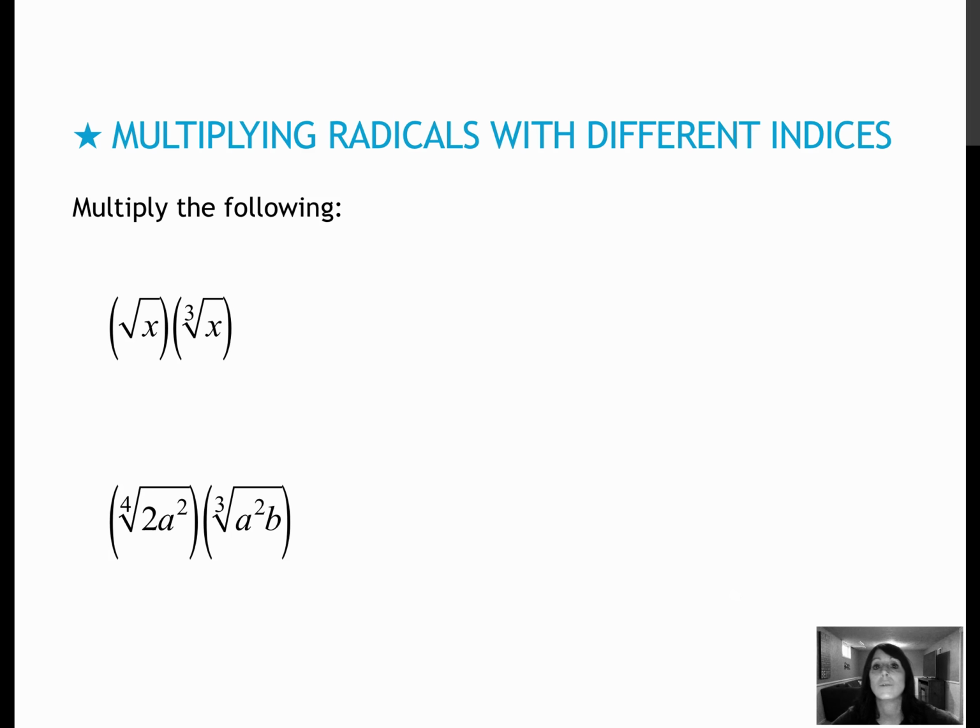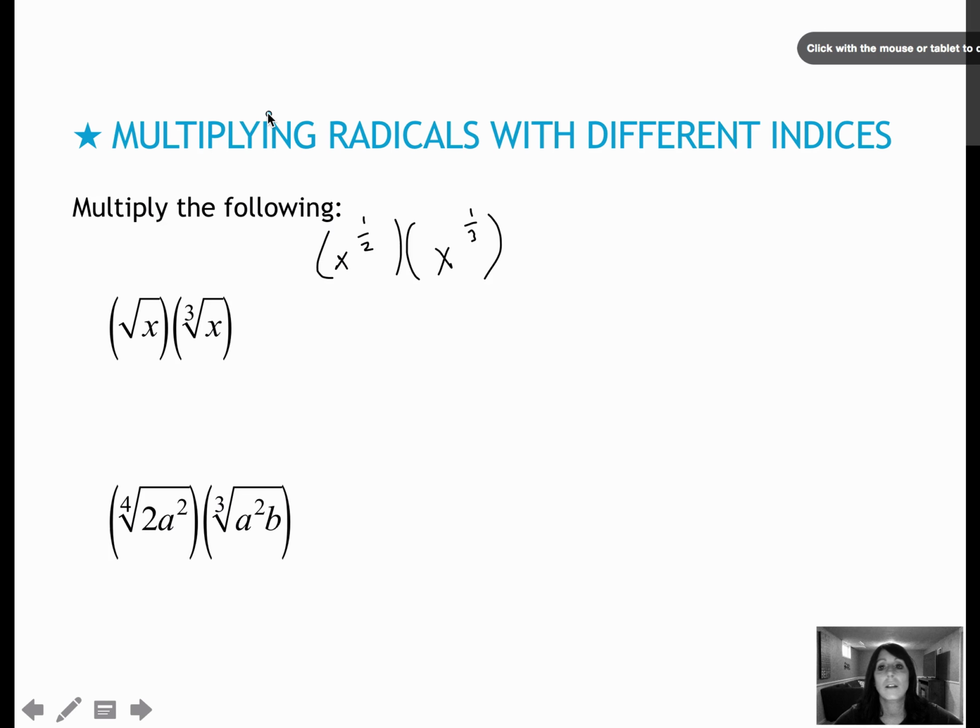Try these two on your own and then press play to see how you did. For the first, I have x to the 1/2 times x to the 1/3. I need to make those denominators the same, and so I will multiply by 3, so 3/6, and multiply by 2, so 2/6. Now I can combine the 3/6 and the 2/6 since my base is the same, and that would give me x to the 5/6. Again, I can leave my answer just like that, or I could rewrite it as the 6th root of x to the 5th.